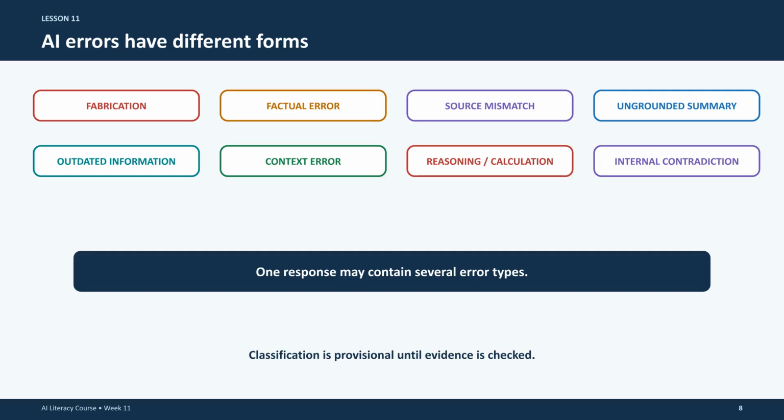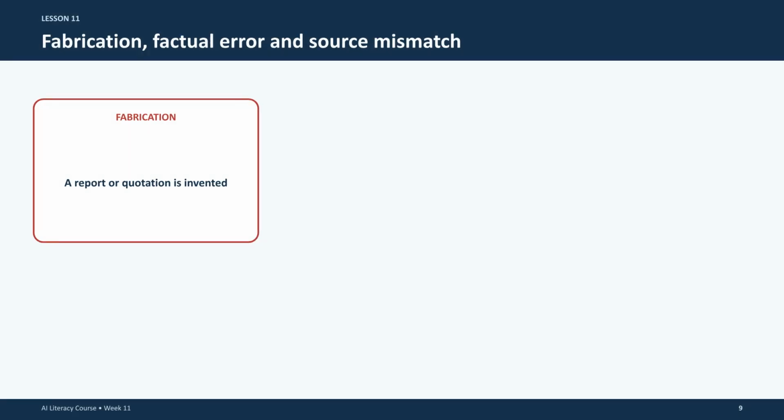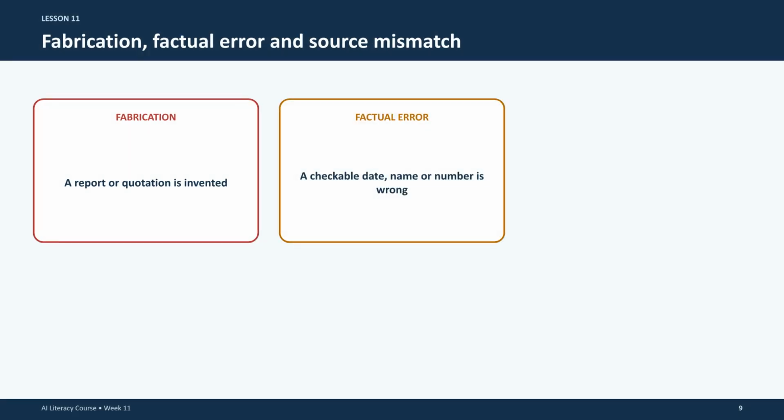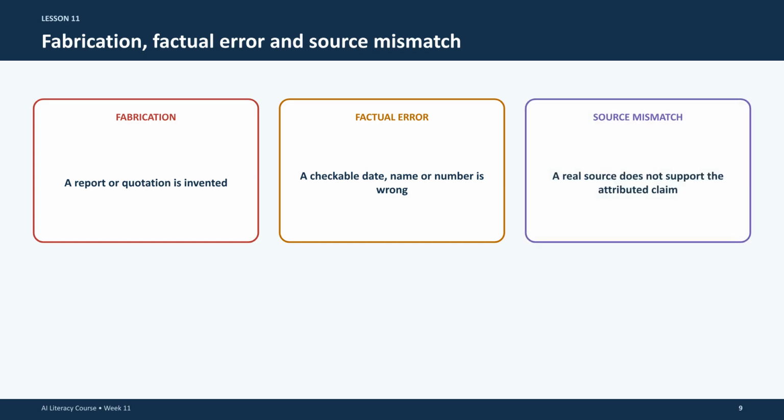AI errors come in many forms, including fabrications, factual errors, and source mismatches. Often, a single response might contain several of these errors. Always consider your initial classification to be provisional until you have checked the evidence. Fabrications involve invented reports or quotes. Factual errors involve wrong dates or numbers. A source mismatch happens when a real source is cited but does not actually support the claim. Even a real citation can be misused.